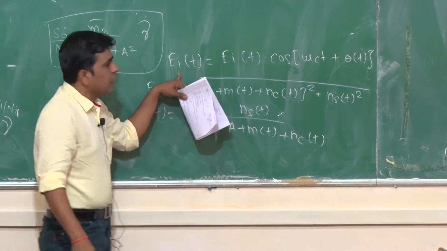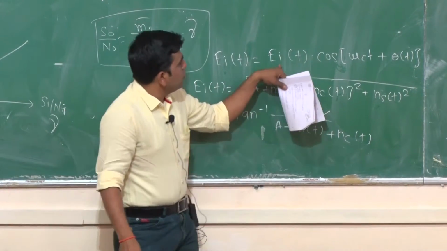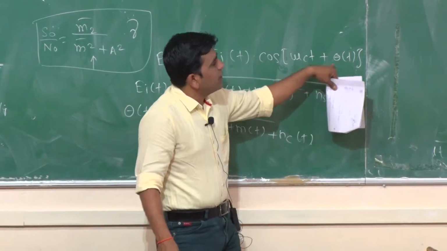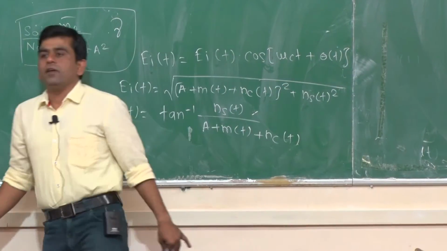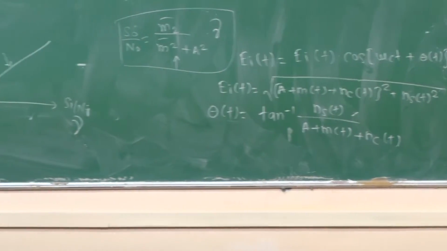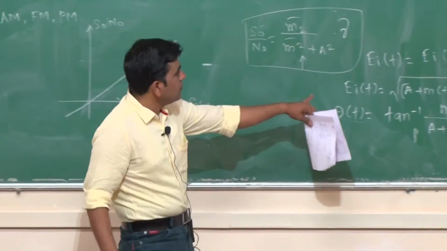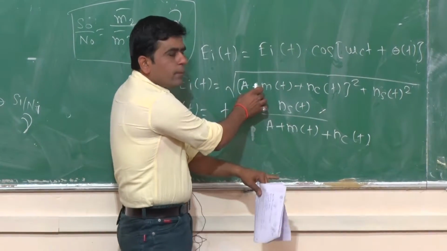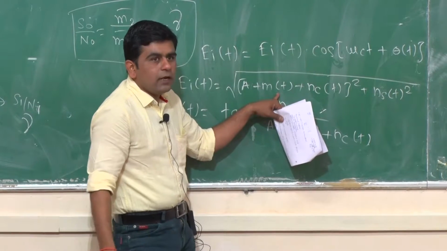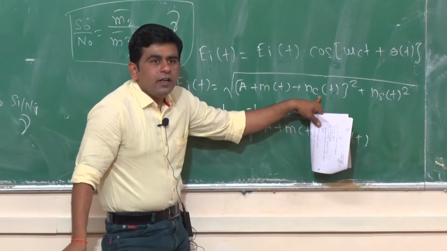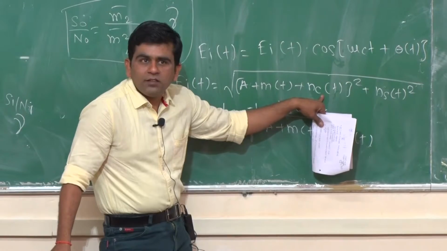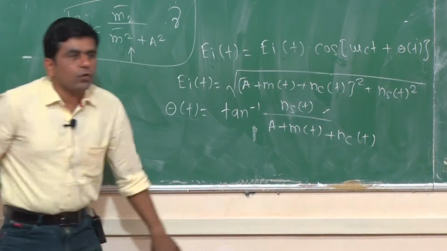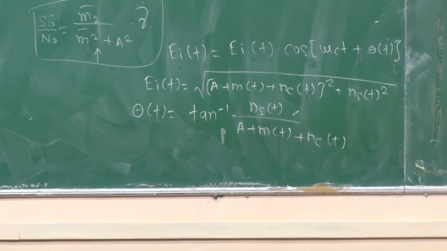So we get the envelope Ei(t), the amplitude envelope, times cos(omega_c t plus theta(t)), where theta(t) gives the phase of this envelope. It is given as Ei(t) equal to root of (a plus m(t) plus nc(t)) square plus ns(t) square. Here a plus m(t) is the carrier plus message signal, nc(t) is the in-phase component of the noise. Similarly we have the phase information. Now we have to consider two cases.